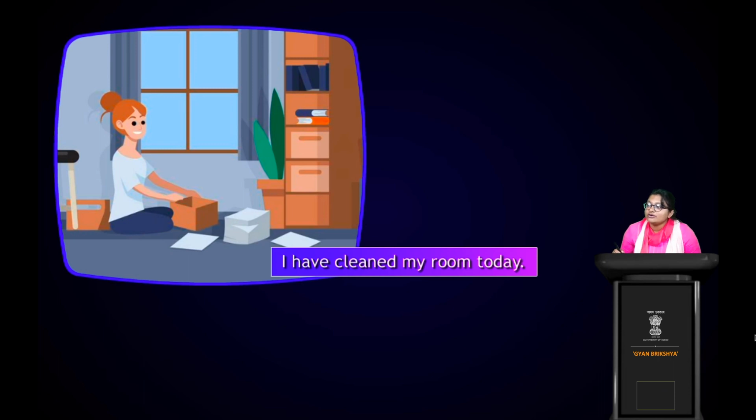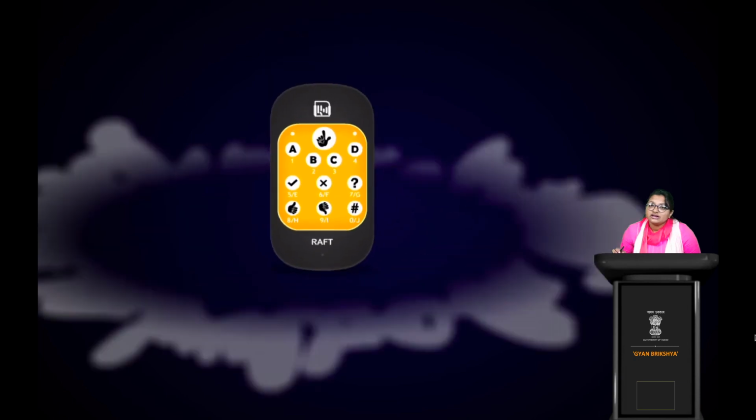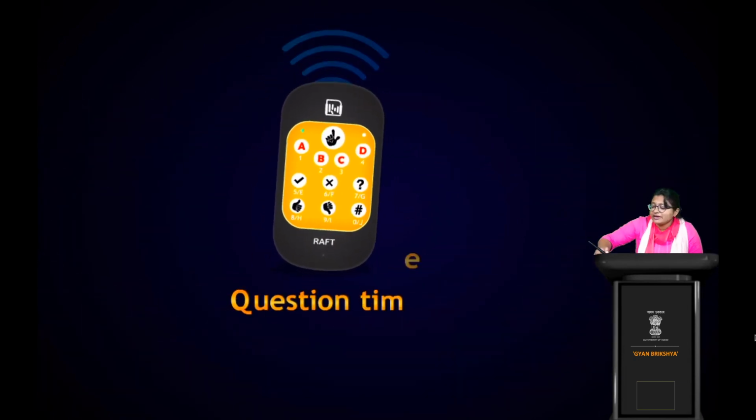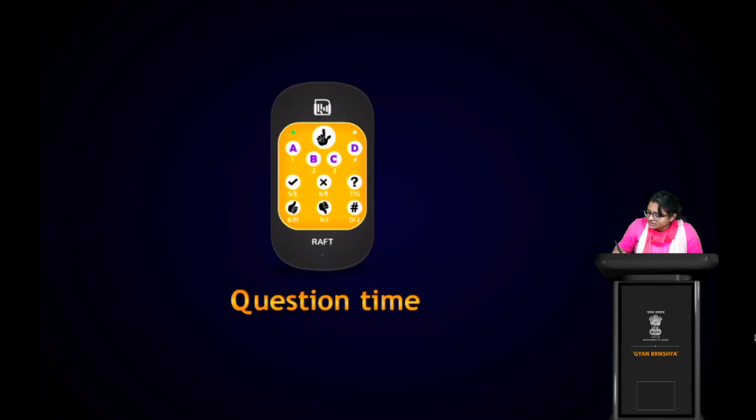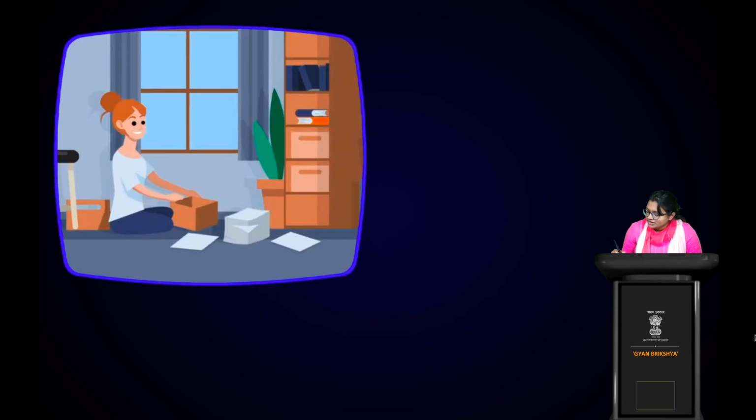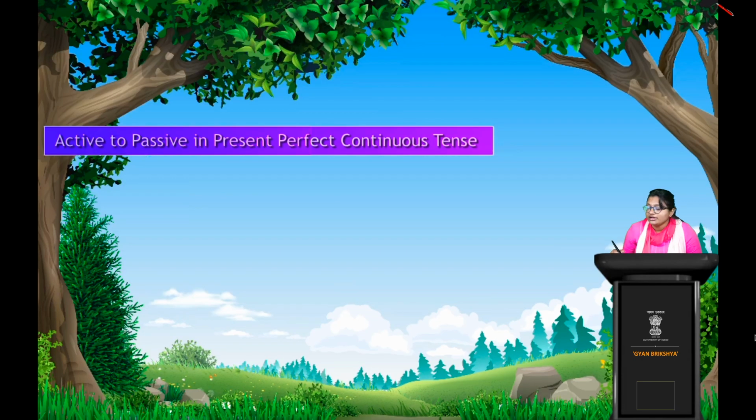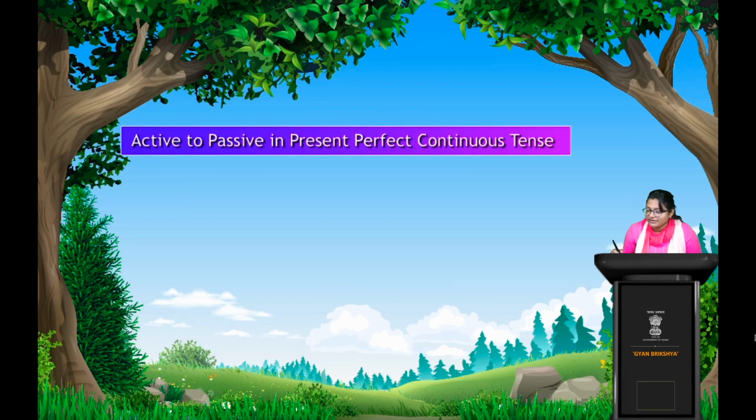I have cleaned my room today. So what will be the change in passive voice? The passive voice change will be: my room has been cleaned by me today. Clear? Okay. So now let's look at present perfect continuous.